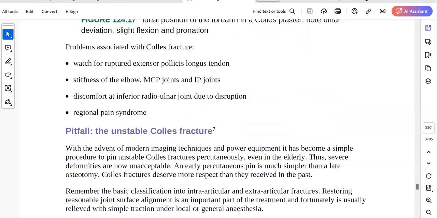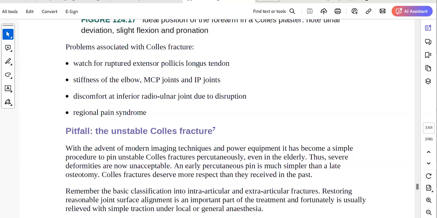So what are the complications that can happen with Colles fracture? Because it's around the wrist, sometimes it can rupture the extensor pollicis longus tendon. That's the tendon which helps to extend the thumb. So the extensor pollicis longus tendon can get ruptured.